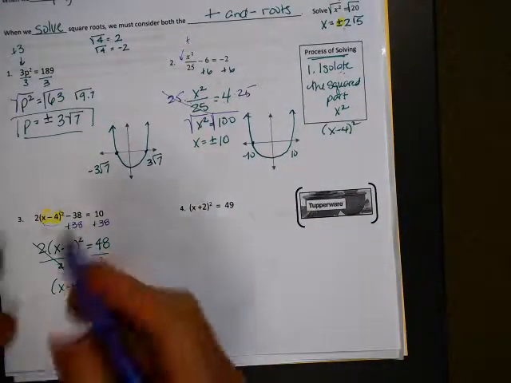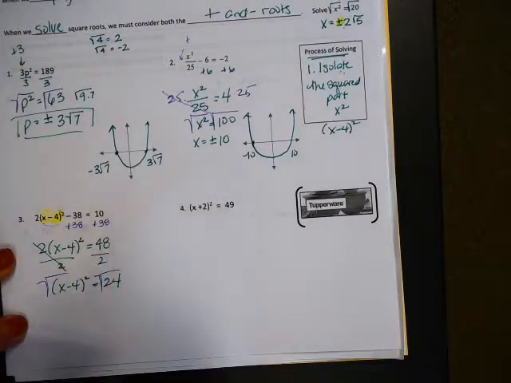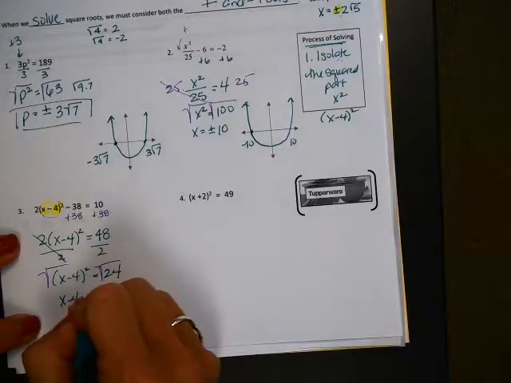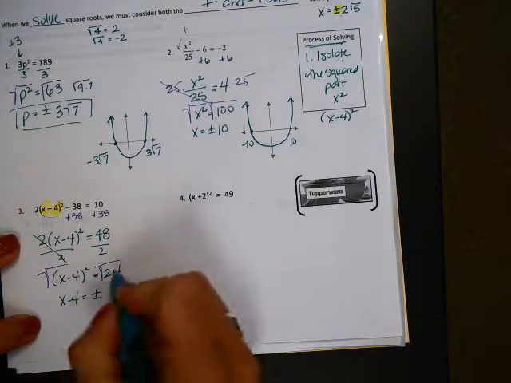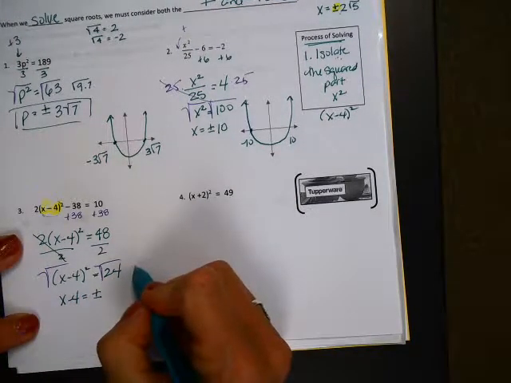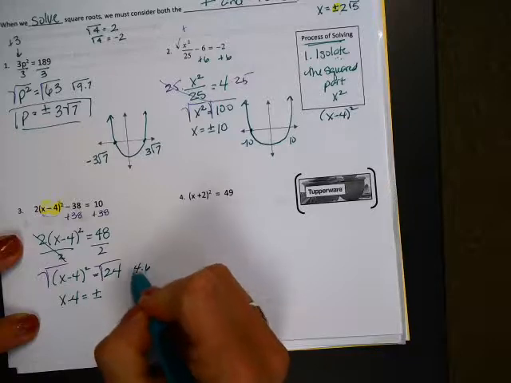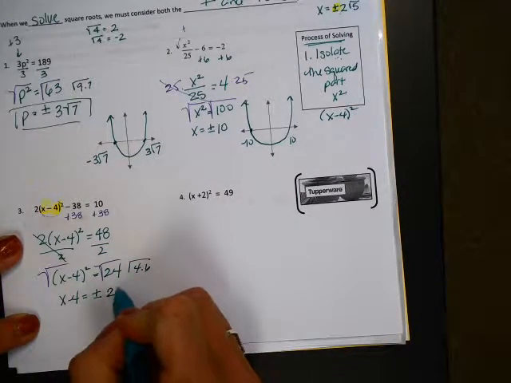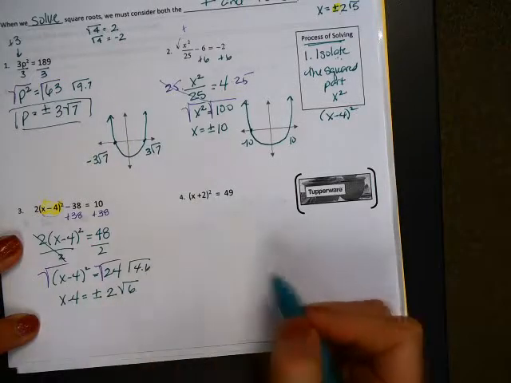And from here, I square root both sides, and I get just x minus 4 equals plus or minus the square root of 24. The perfect square that goes into that is 4 times 6. The square root of 4 is 2, left with the 6 on the inside.